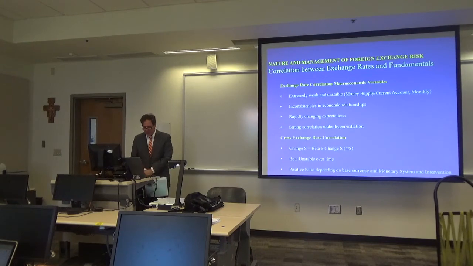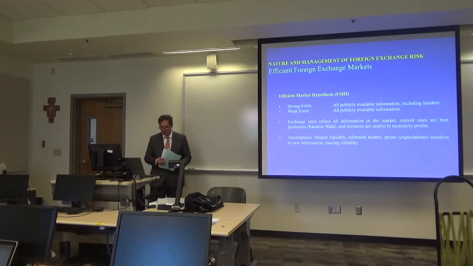Exchange rate correlation with macro variables was extremely weak and unstable. When you looked at money supply and current account, there were inconsistencies in economic relationships, rapidly changing expectations, and strong correlation under hyperinflation. Cross-exchange rate correlation: you looked at the change in the spot rate, and it was the beta times the change in the spot rates. The beta was unstable over time, and positive betas depended on the base currency and monetary system and intervention through interest rates.